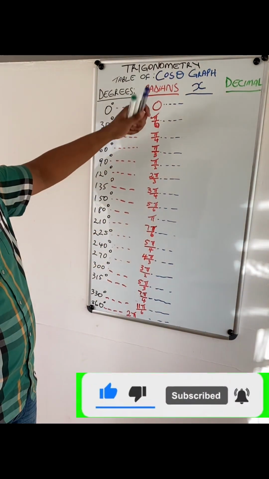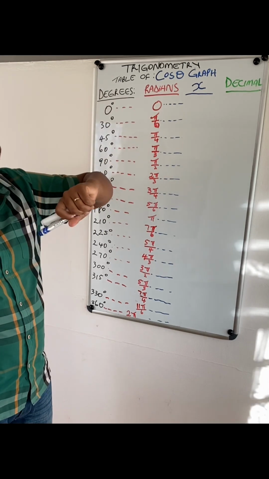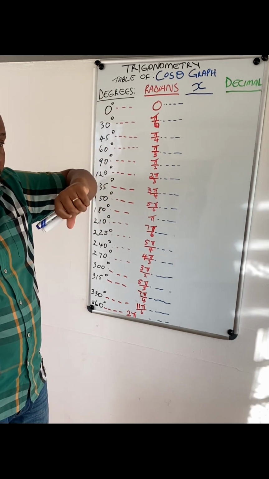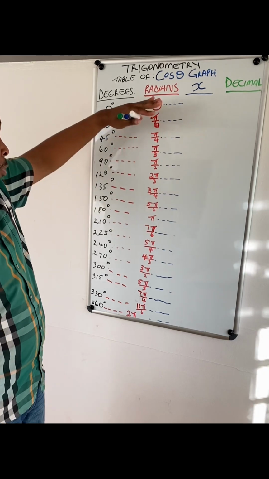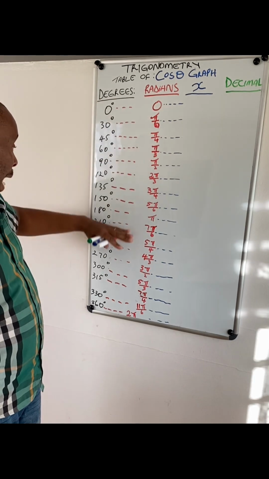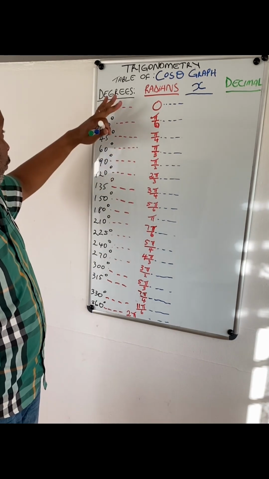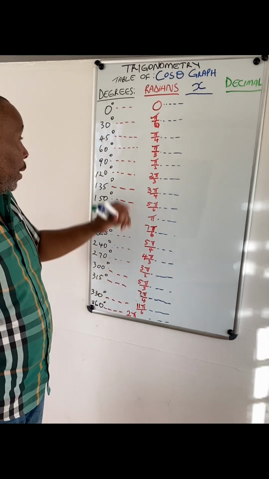We're still on trigonometry, and this now is the table of cos theta graph. Check the videos, we did the table of sine theta graph. We're putting the values in a table format. We put it all down here from 0 degrees to 360. We put the radians as well.